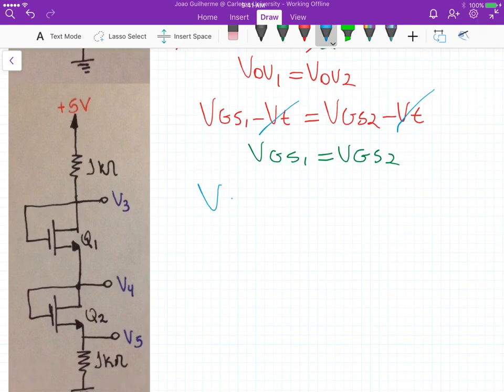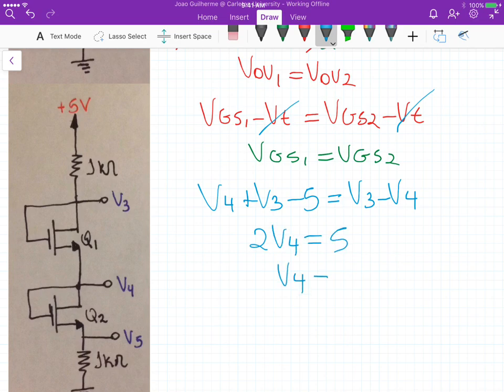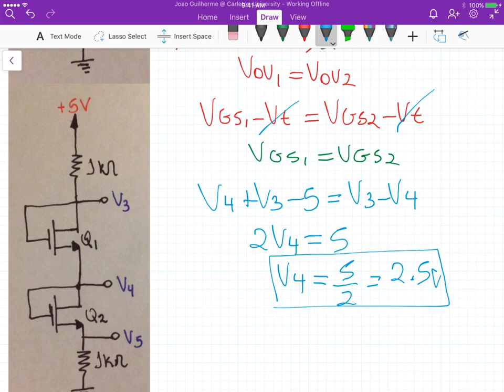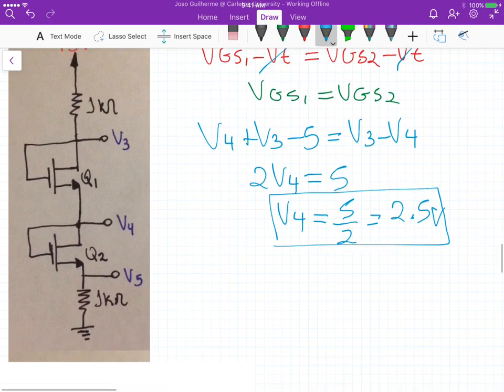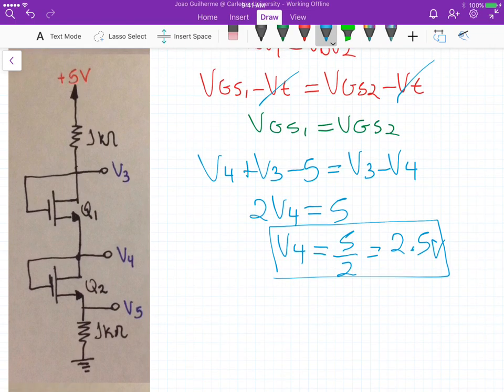And this gives us V4 plus V3 minus 5 equals V3 minus V4, which is the same as 2V4 equals 5, which gives us V4 equals 5 divided by 2, that is 2.5 volts. Okay, so we find the first unknown here, which is V4, 2.5. There is some symmetry in this circuit that would allow us to define V4 equal to 2.5 directly, but these are the equations we have to take from this circuit to get this result. So V4 is equal to 2.5.